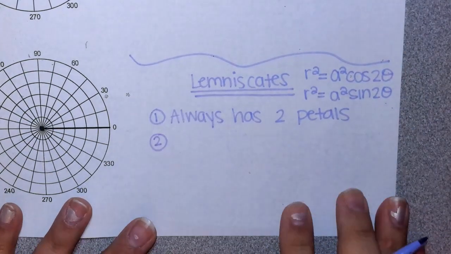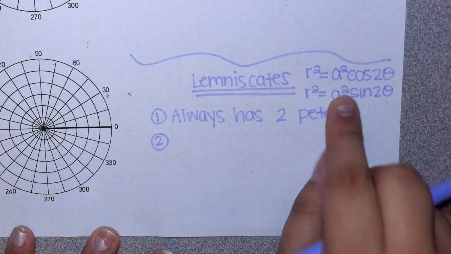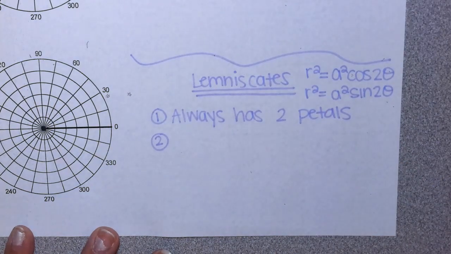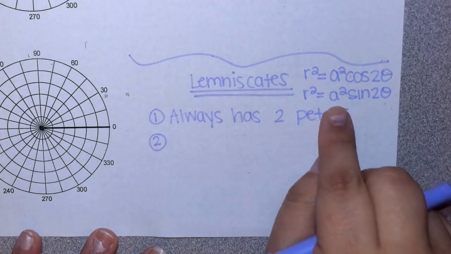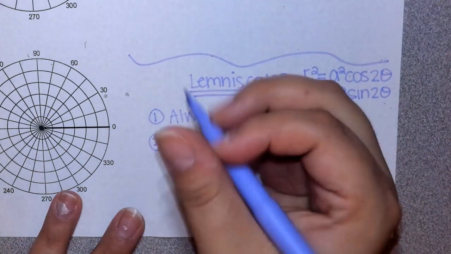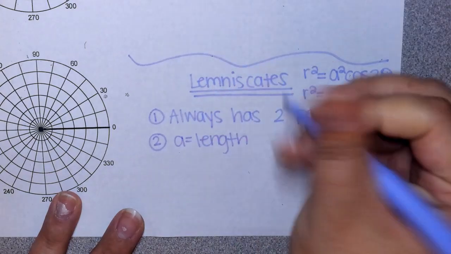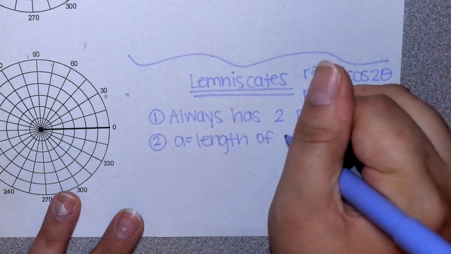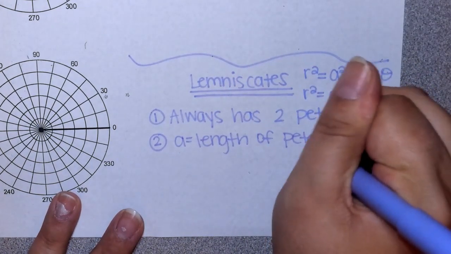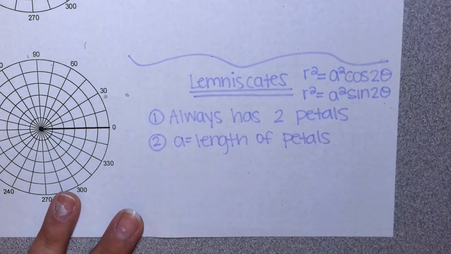What else did you notice about the length of the petals? It is equal to a, but what did you have to do with the number that you were given? Square root it. So in this case, that number squared would give you the number, but you would square root it. So a is the length of the petal, or the square root of a squared.